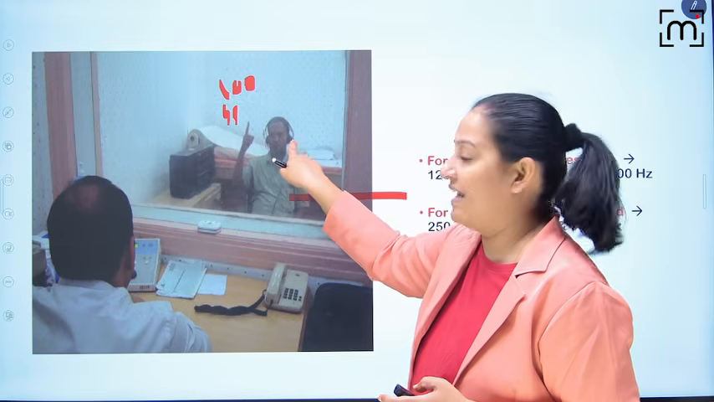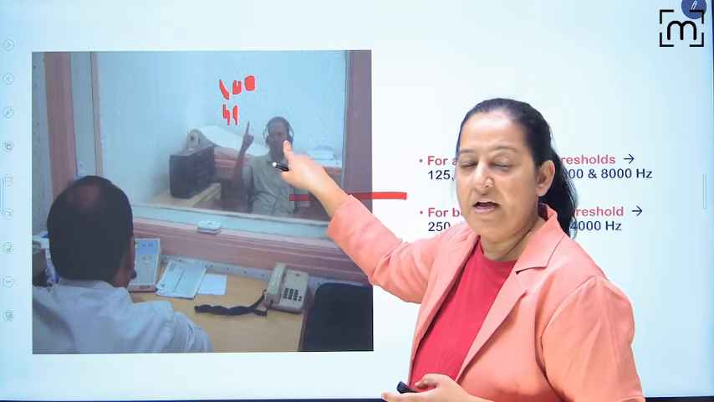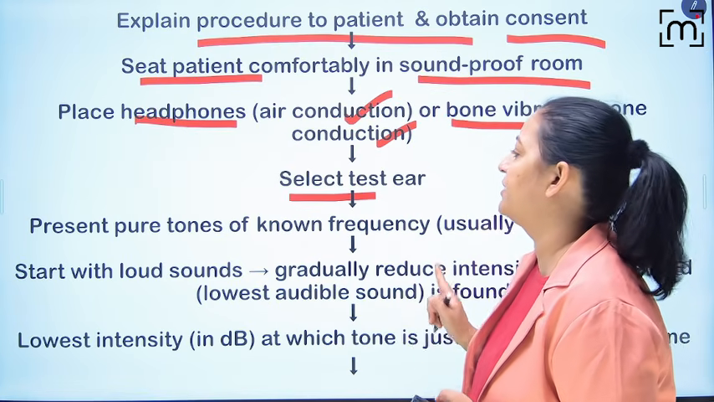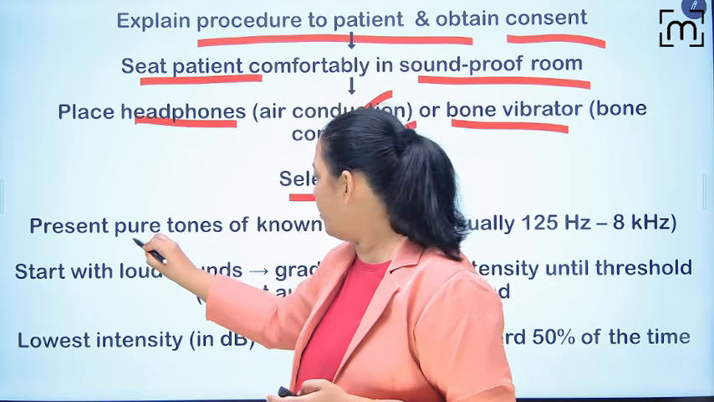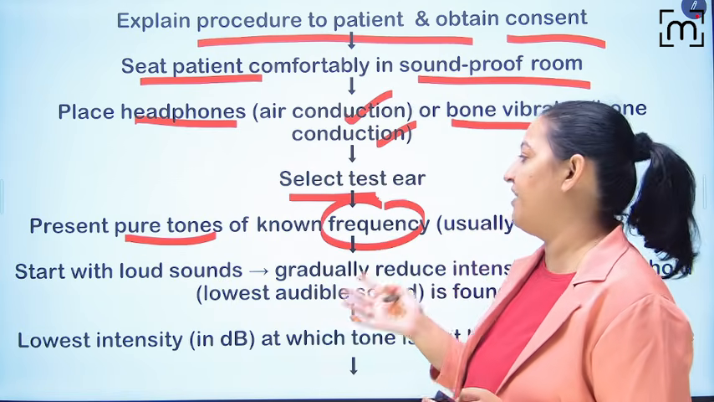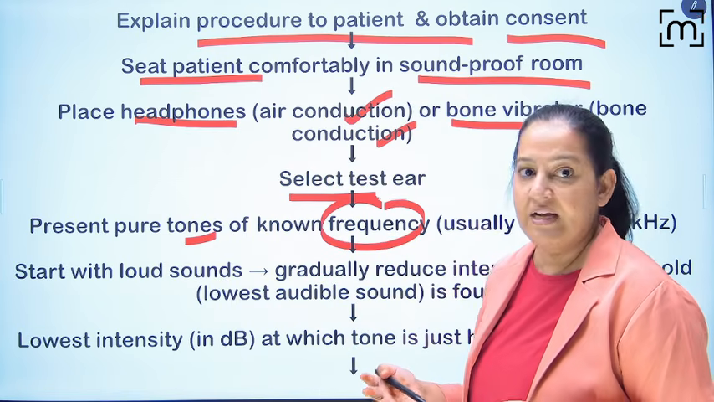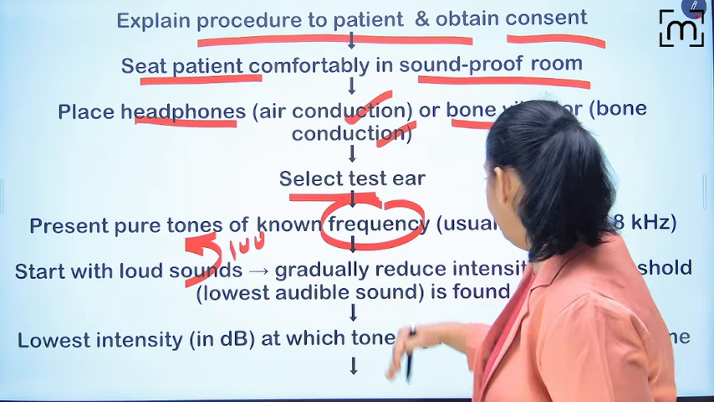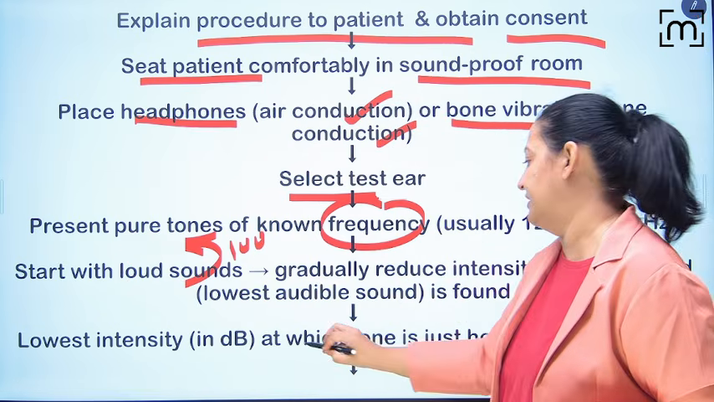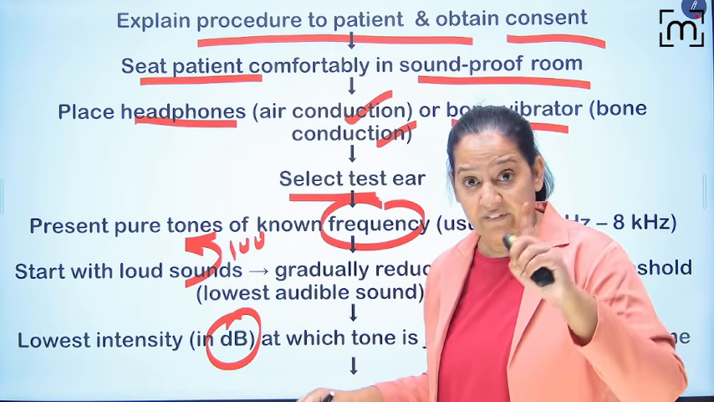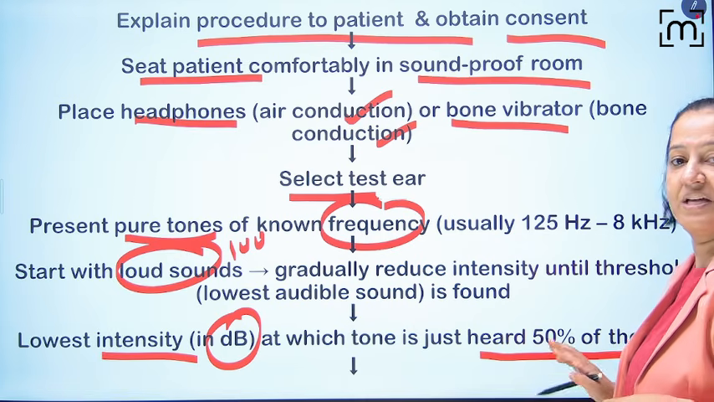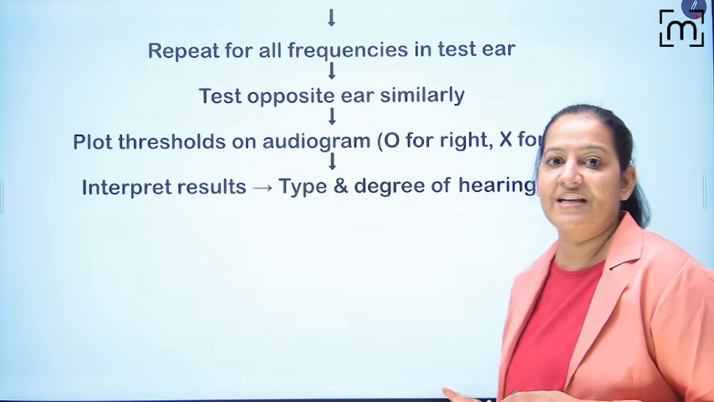You want to perform on the left ear or right ear, which ear? And you will give sound and vibration from that ear only. One by one we will test both ears. Now pure tones of known frequency, one by one, we start playing. We start with the loud sound, that is 100 decibels, and then we reduce it by 5 decibels intensity, and we note the lowest intensity at which the patient can just hear 50% of the sound, and that is taken as the threshold.